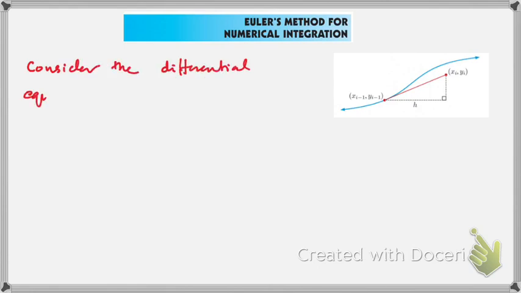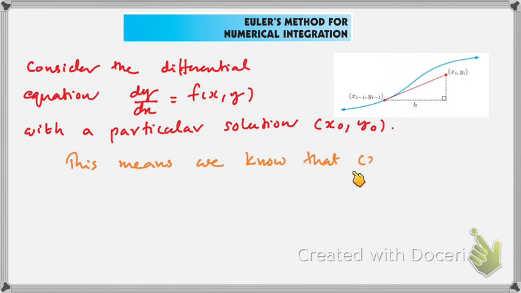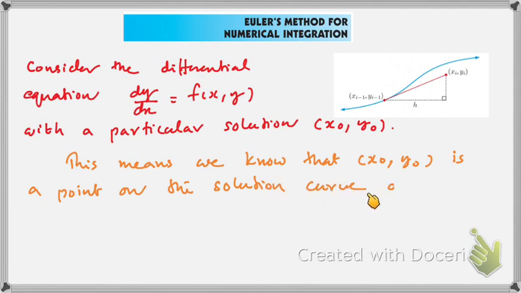In this video, we are going to look at Euler's method of finding a numerical solution to a given differential equation. Assume that we have a differential equation dy/dx = f(x, y) with a particular solution (x0, y0). So if (x0, y0) is a particular solution, what does that mean?